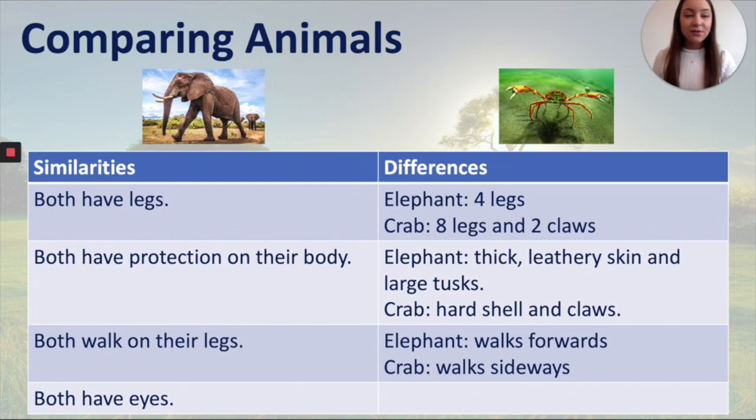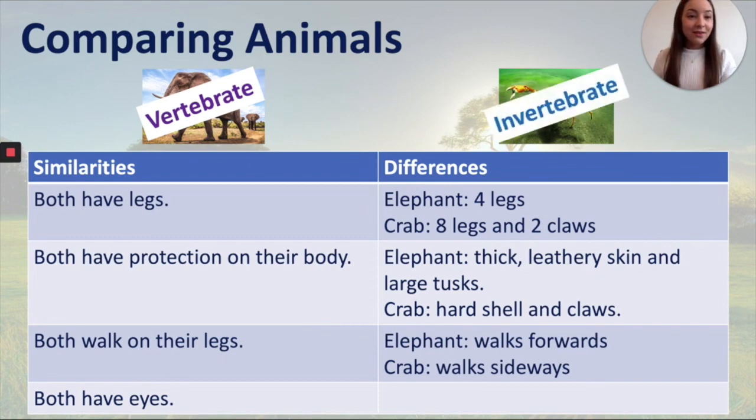So well done if you got any of those things, and well done if you've had your own ideas as well. You've now practiced comparing animals. Oh, also I forgot, an elephant's a vertebrate and a crab is an invertebrate, so there's another difference between them.